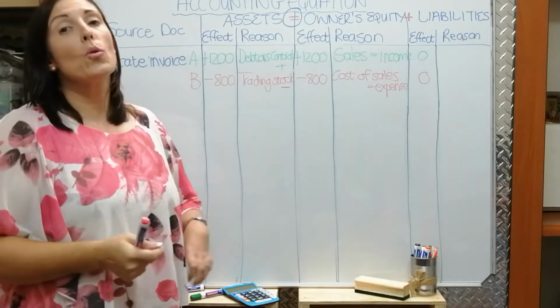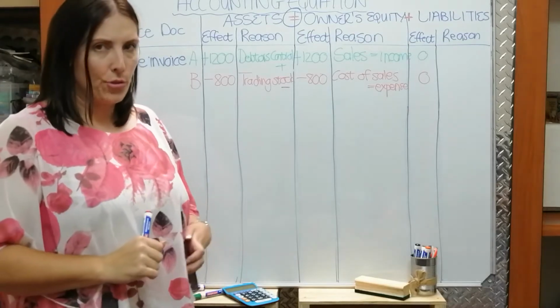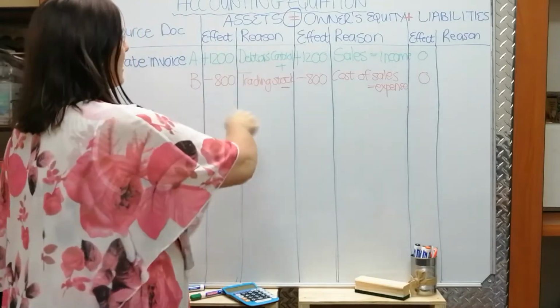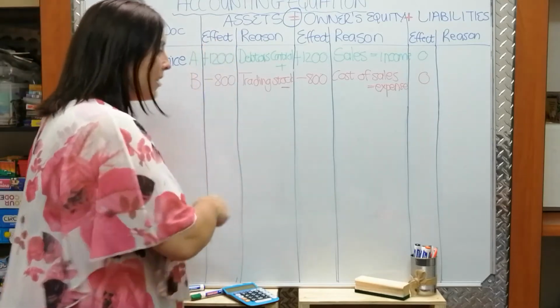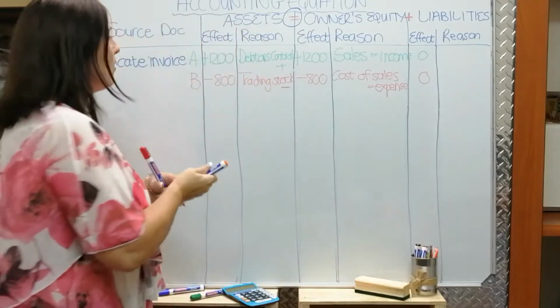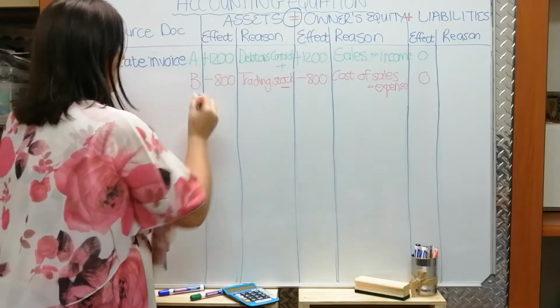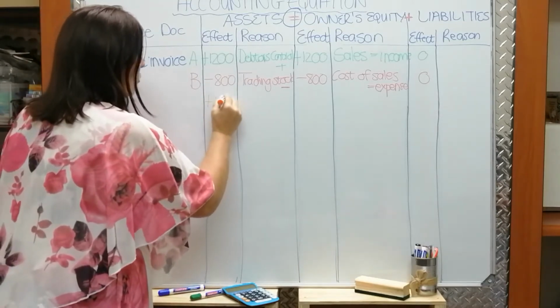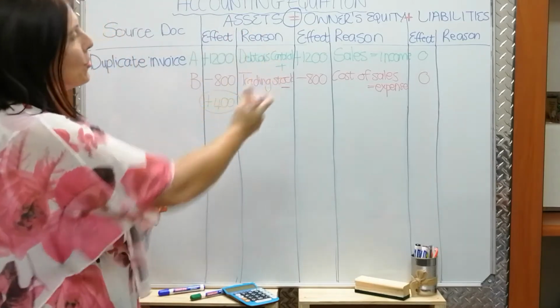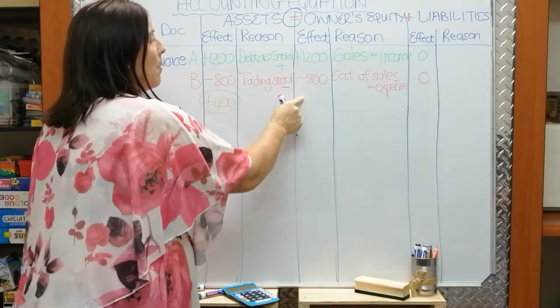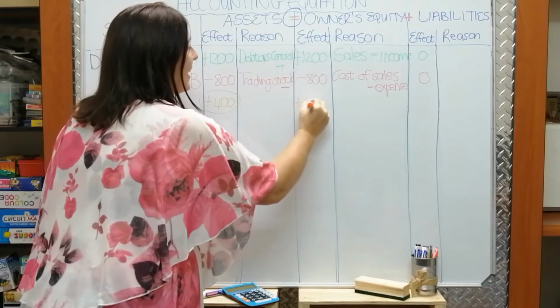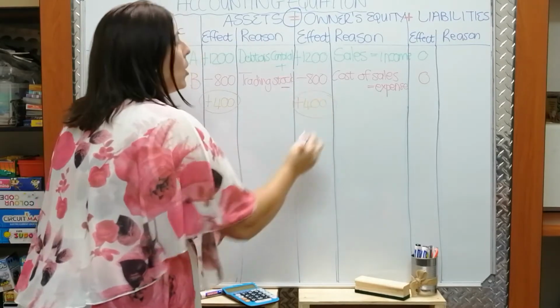We can also talk about the net effect of this transaction. If we look at my assets, what is plus 1,200 minus 800? It gives me a net effect of plus 400. And if I go to owner's equity, what happened there? Plus 1,200 minus 800, again a net effect of 400.